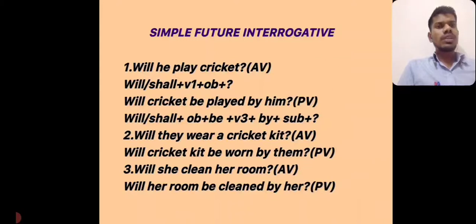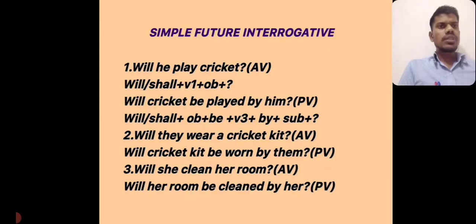Next one, how to convert simple future interrogative. Before we move on to that, we will see what the structure is for interrogative simple future. First we have to use will, or you can use shall, followed by subject plus V1, that is the base form, then object, then question mark. Whenever we are talking about interrogative, we should keep a question mark at the end of each interrogative sentence. So will, shall plus subject plus V1 plus object plus question mark.